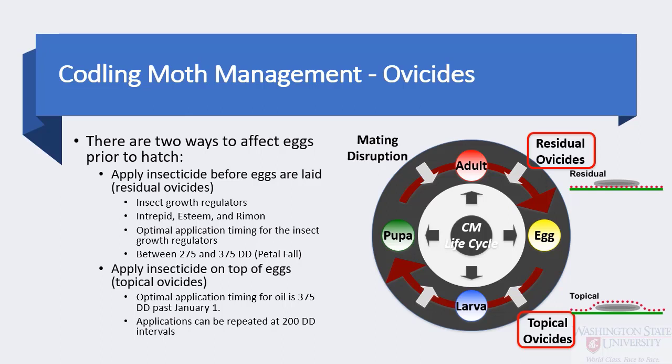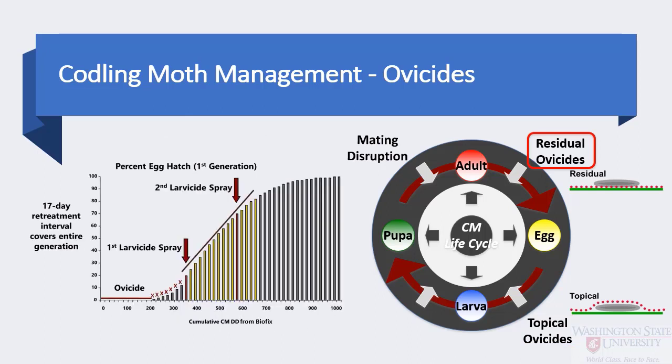Residual ovicides are applied before the eggs are laid, and then the egg absorbs the compound from below. Applying them at petal fall delays codling moth injury and also helps to control leaf rollers and scale insects. It also allows for delayed cover spray strategies, and it shortens the retreatment interval to 14 to 17 days. So knowing from the model that egg hatch begins at around 270 degree days from January 1st, or 100 degree days from biofix, you want to get your residual ovicides on before then.